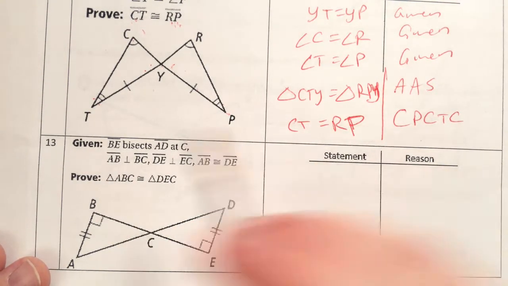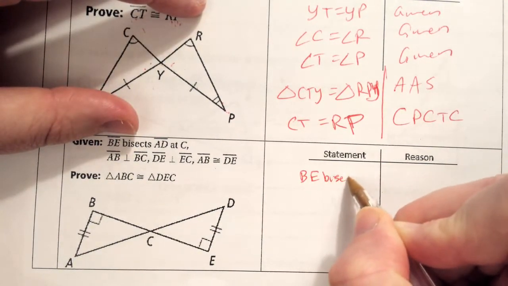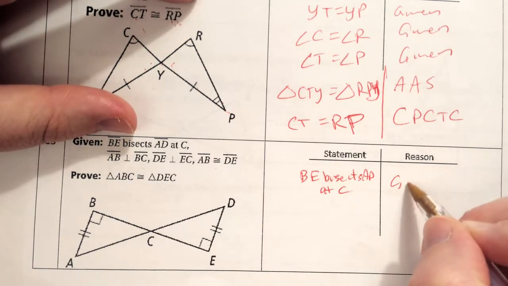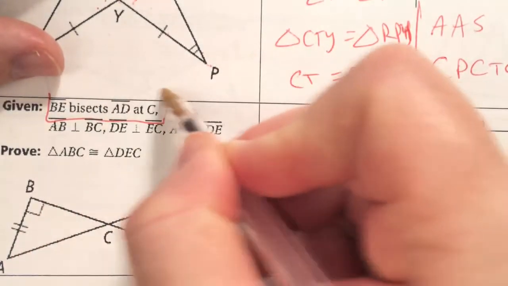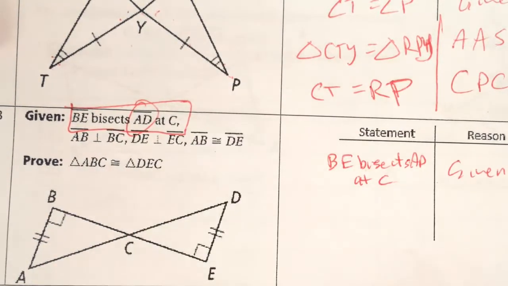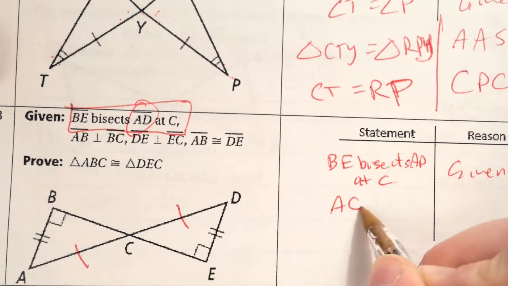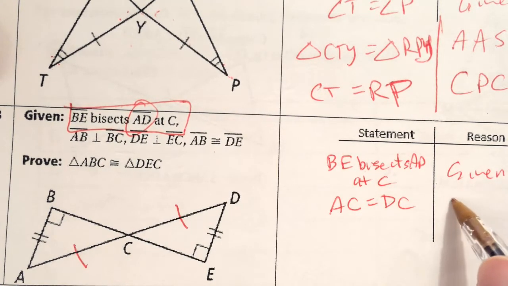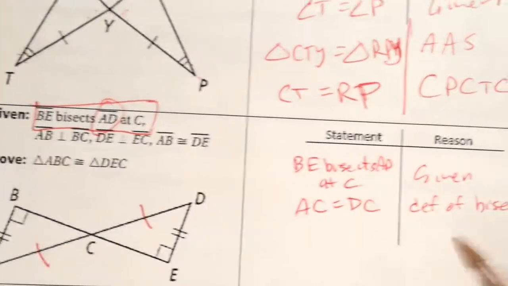So let's keep going. All right, so 13. We know that BE bisects AD at C. All right, I just heard a lot of bull-shenanigans. That was given. So that's a chunk, right? What got bisected? What's the thing that got cut? AD. So AD got cut, so this is equal to this. So AC is equal to DC. Why? Because I said the word bisect. Because definition of bisector. Just look for the word bisect and you'll be just fine.